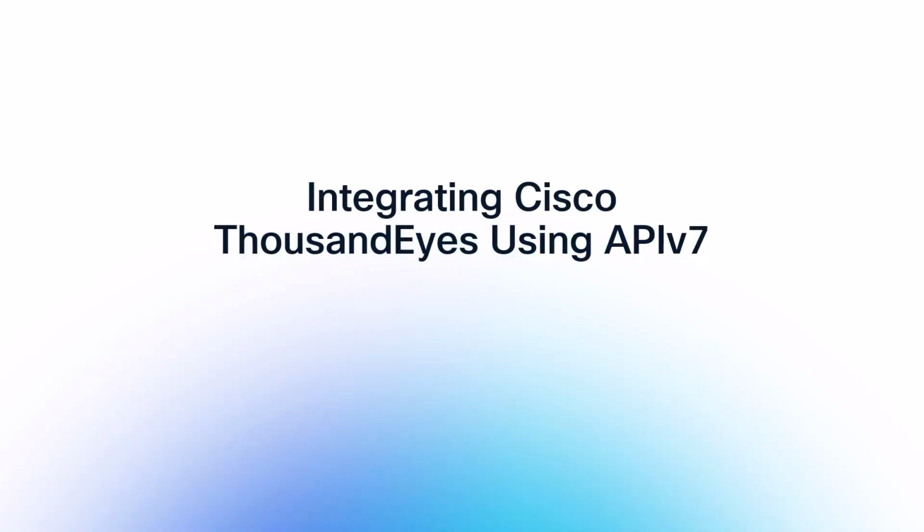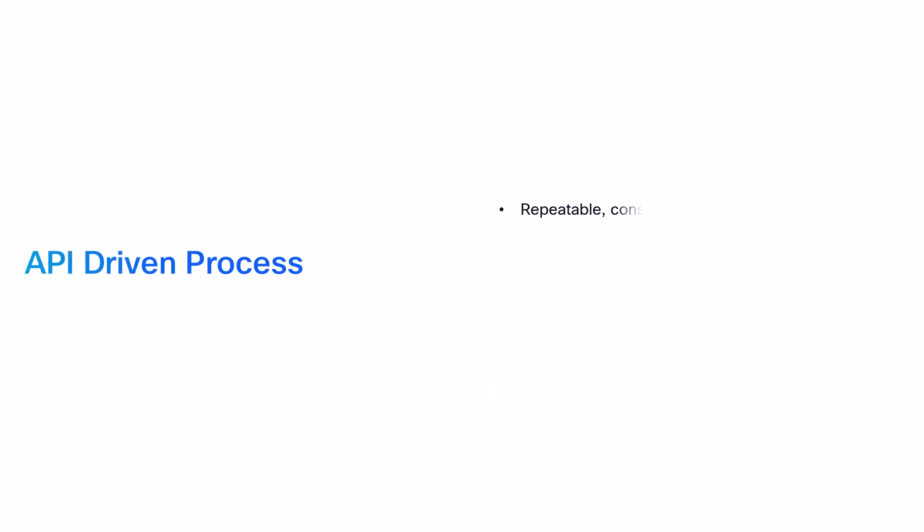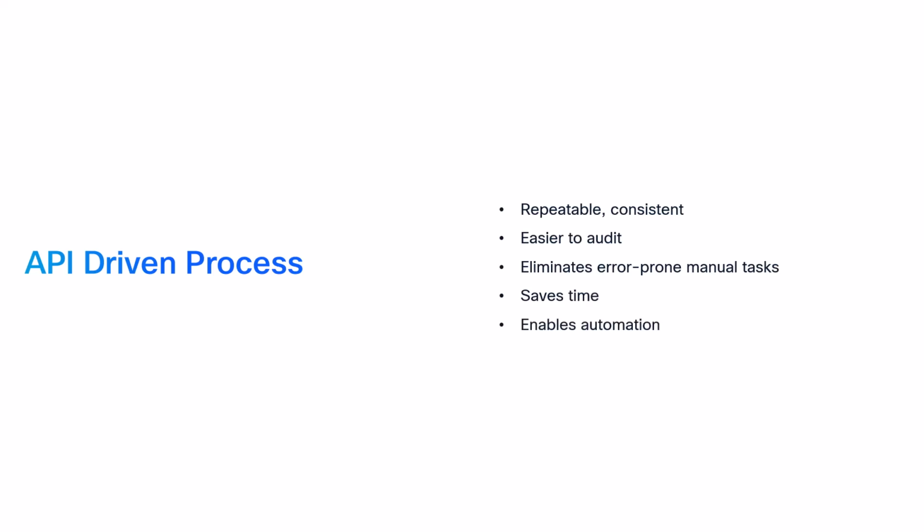Welcome to the demonstration video on integrating Cisco ThousandEyes with virtually any system or platform using the ThousandEyes API version 7. In this video, you will learn how the API unlocks powerful automation and integration capabilities beyond the standard web interface. An API makes processes repeatable, consistent, and easier to audit. It eliminates error-prone manual work, saves time, and enables automated workflows and machine-to-machine communication.